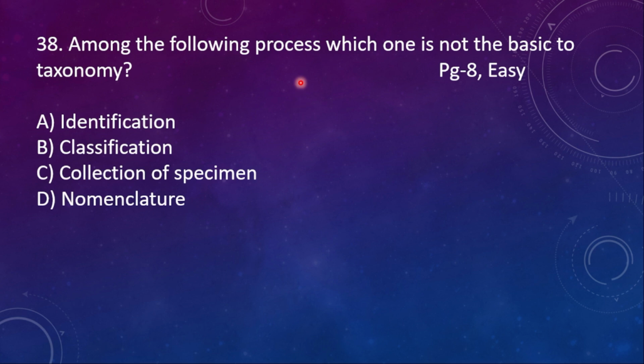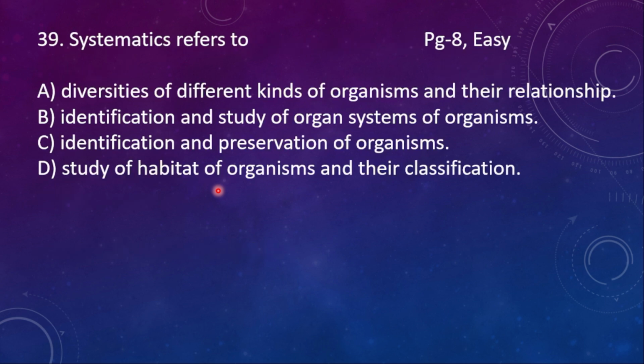Among the following processes, which one is not basic to taxonomy? Identification is basic, classification is basic, and nomenclature is basic. But collection of specimens is not basic, it's only for reference. So collection of specimens is the right answer.